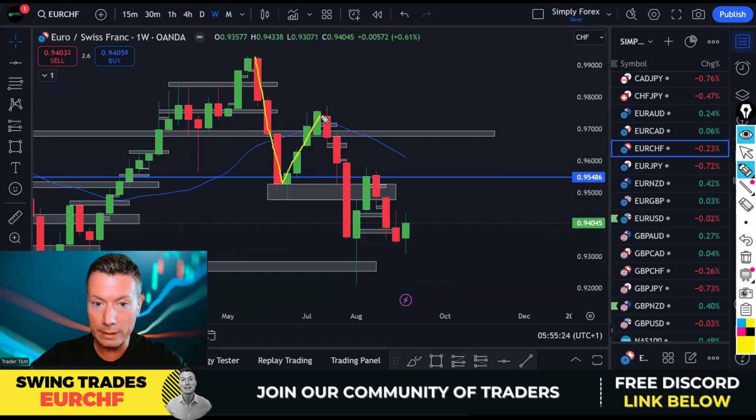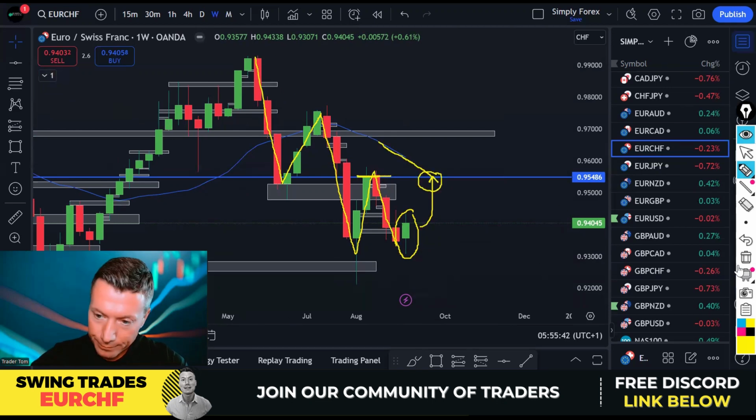So what do I want to see? Because this is in a downtrend, but because of that monthly chart and this bullish weekly candle, I believe we could potentially take price back up to this last weekly high. And then the moving average 20 comes down as well.